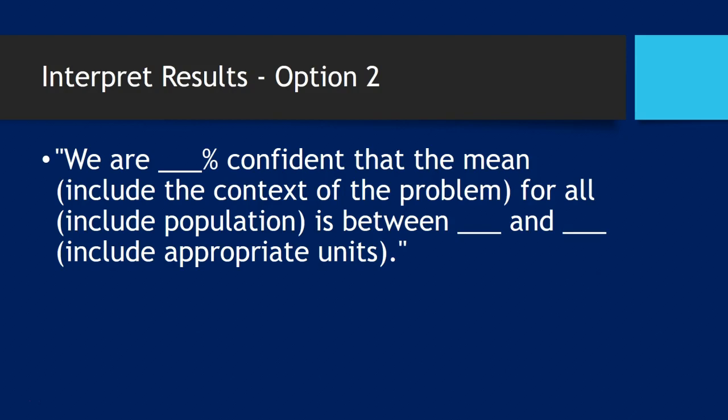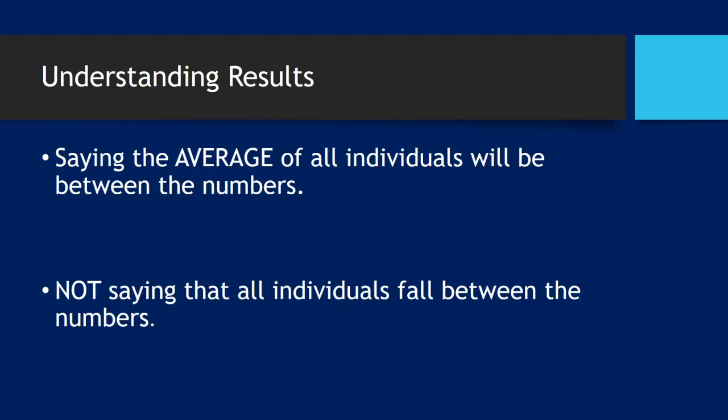So that's all we're saying. Now again, we need to make sure we understand what we're saying here. We are not saying that all individuals fall between those numbers. We're not saying that 95% of individuals fall between those numbers. Maybe only 1% of individuals fall between those numbers. But we are saying that the average of the group is between those two numbers.